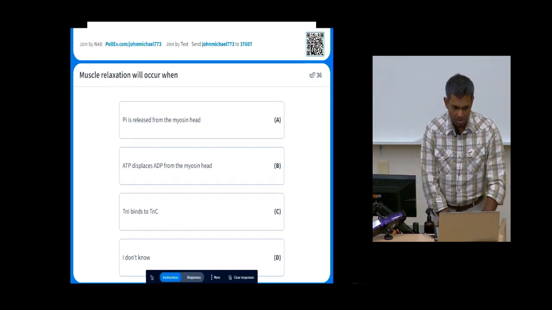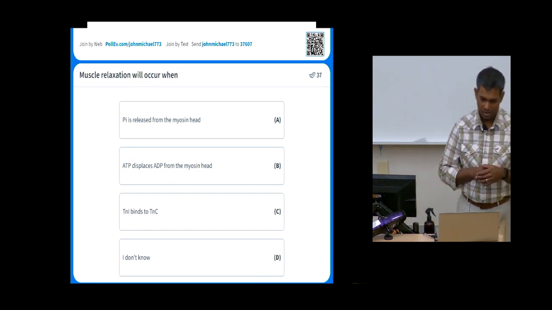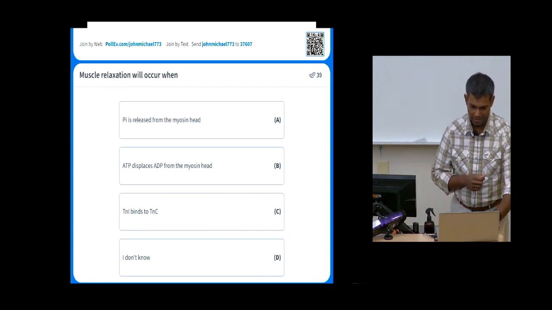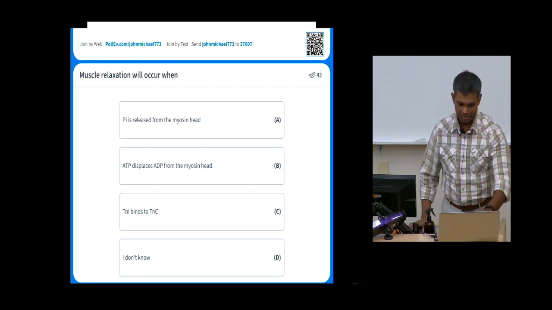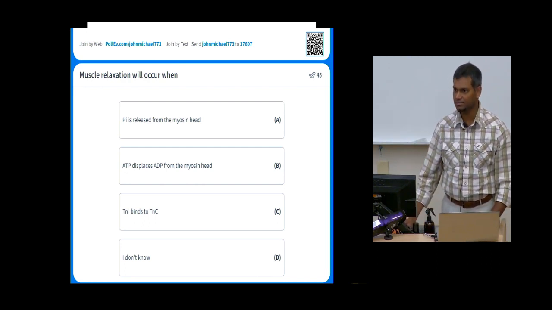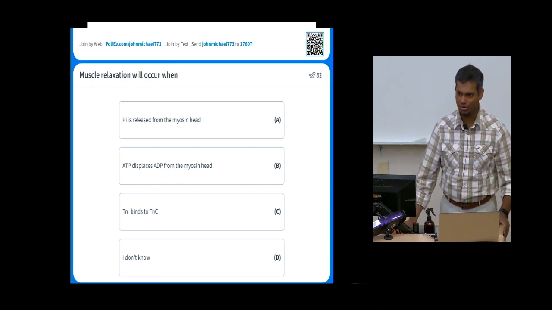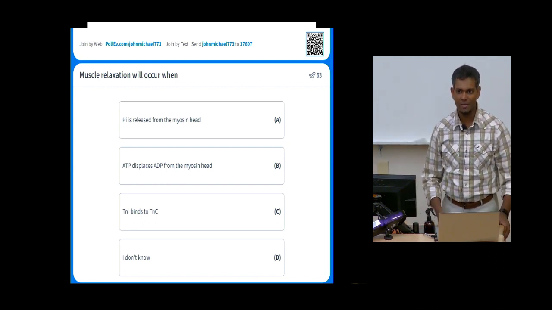So muscle relaxation will occur when which of the following takes place? Is it when the inorganic phosphate is released from the myosin head? Is it when ATP displaces ADP from the myosin head? When TNI binds to TNC? So we will have challenging questions like the one shown in the previous slides, but there will also be some easy questions like this as well, right? It will be a mix of everything.